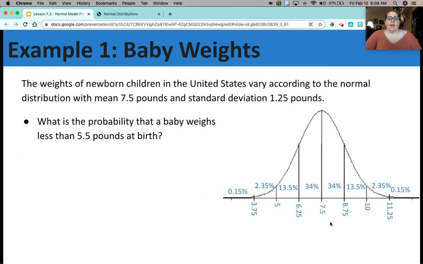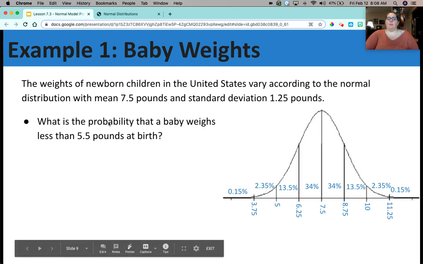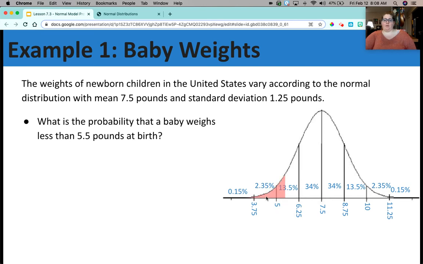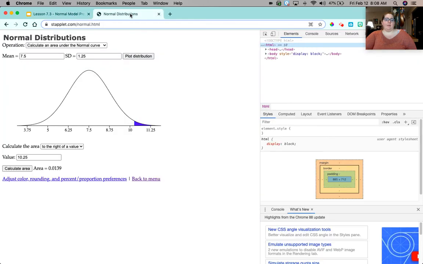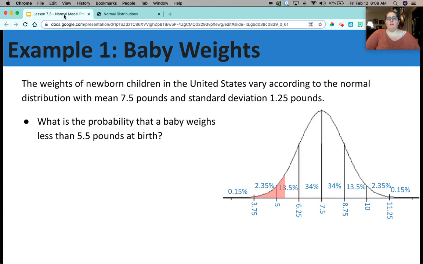And then similarly, I could do a less than percentage by using the same calculator. So if I wanted what's the probability that a baby weighs less than 5.5 pounds at birth, if I were to use my model and shade, there's where 5.5 would land, and we want less than. So you can get an estimation. But if I use my lovely little calculator, I'm going to say this time, and you can plot distribution again to clear it out. This time I want to the left of a value, and I want that value to be 5.5.